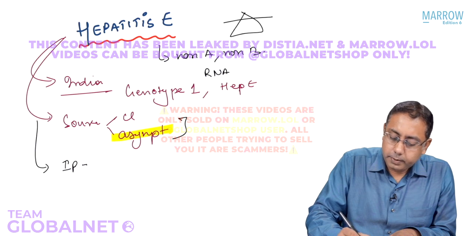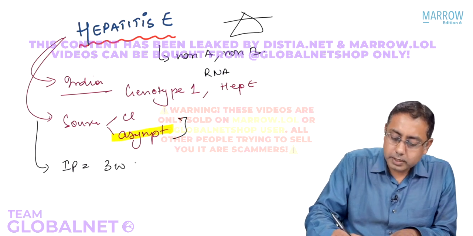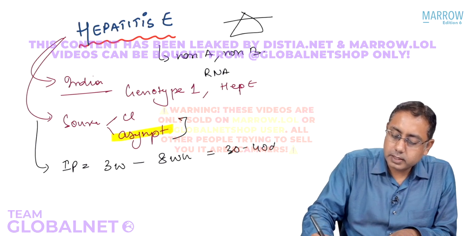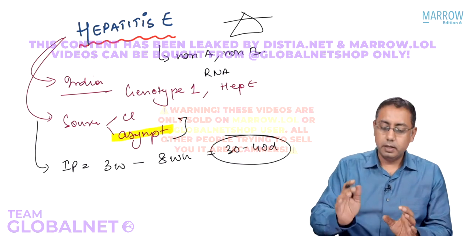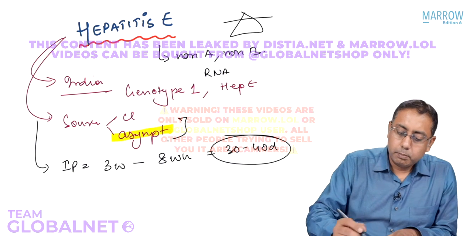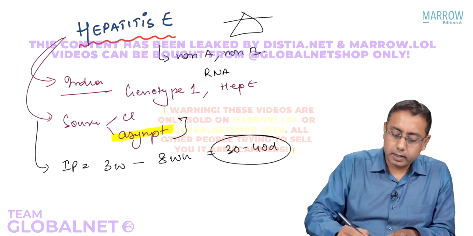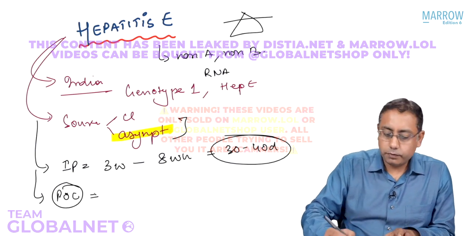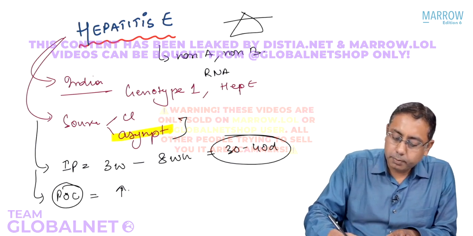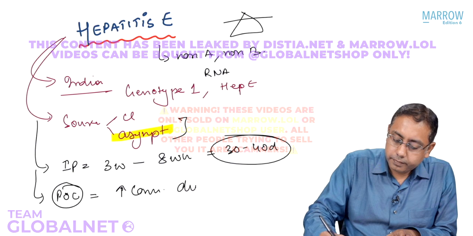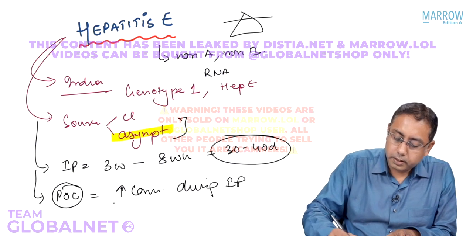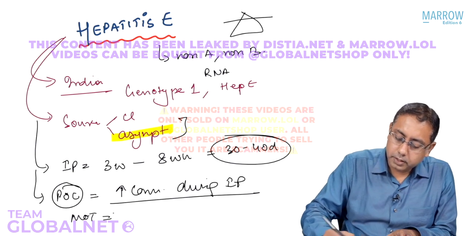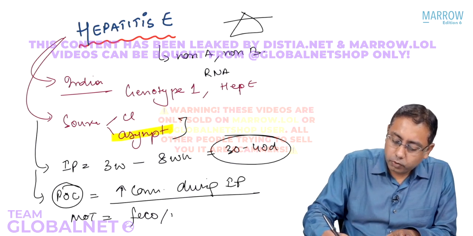Regarding the incubation period, it ranges from 3 weeks to 8 weeks. Roughly, it is said that 30 to 40 days is the average incubation period. Most of the cases are asymptomatic. If you talk about the period of communicability, it's again more communicable during the incubation period, and the mode of transmission is predominantly feco-oral.